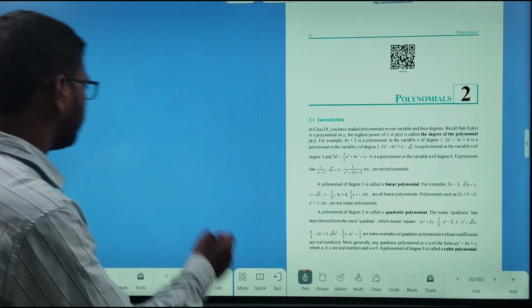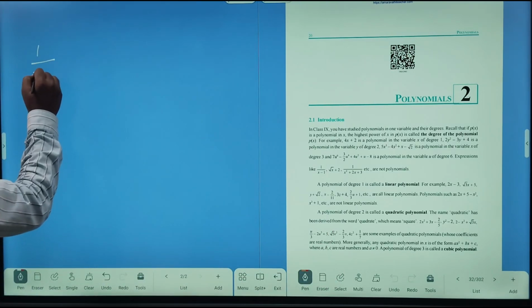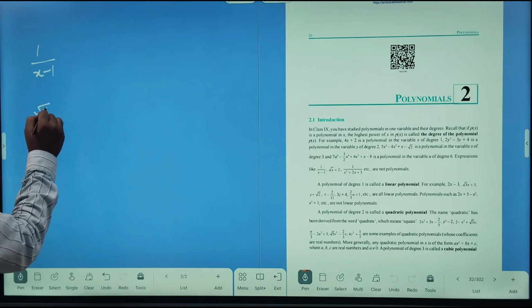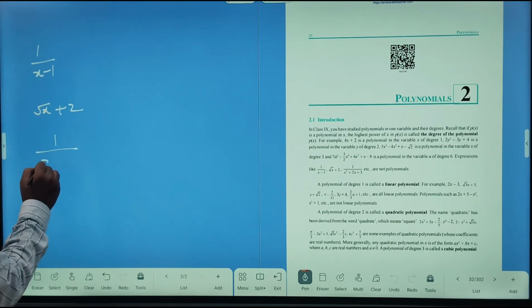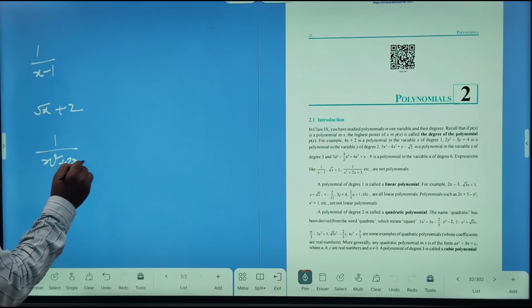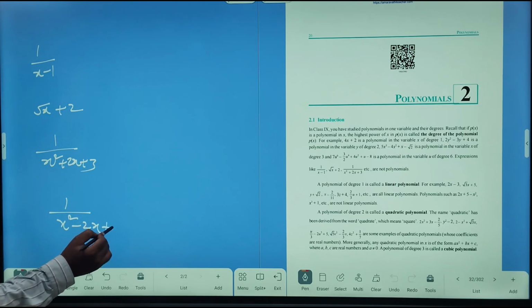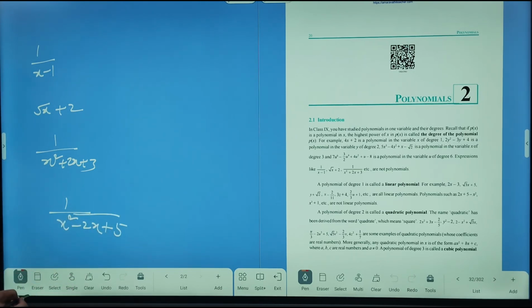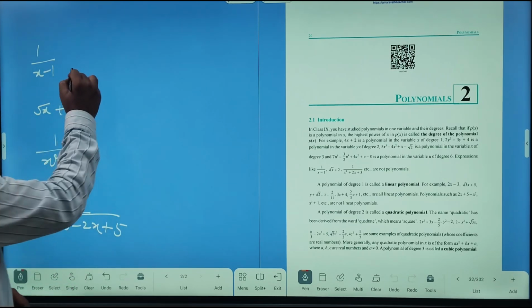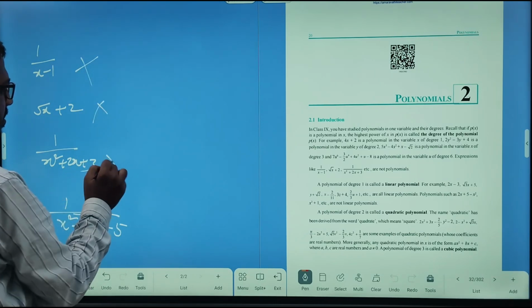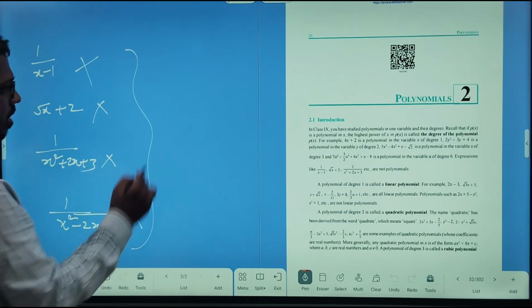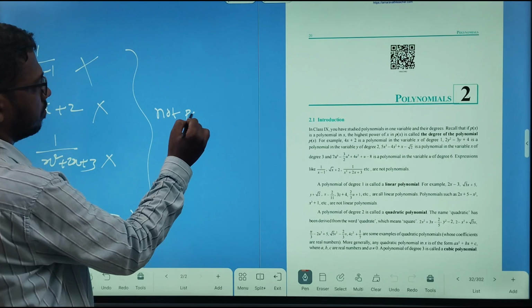If you take 1 by x minus 1, and another example, root x plus 2, and 1 by x square plus 2x plus 3, and you can take any examples. Suppose if you take something like x square minus 2x plus 1 by 5, these all are not polynomials. This is not a polynomial, this is also not a polynomial. These all are not polynomials.